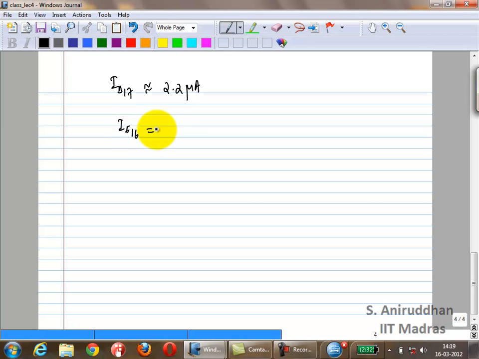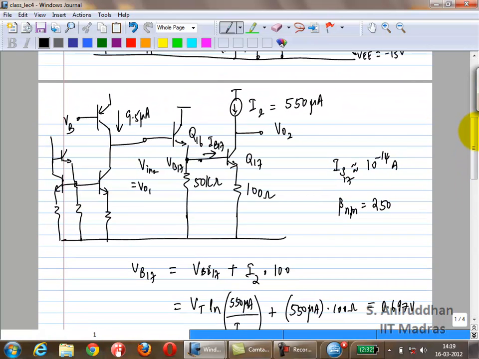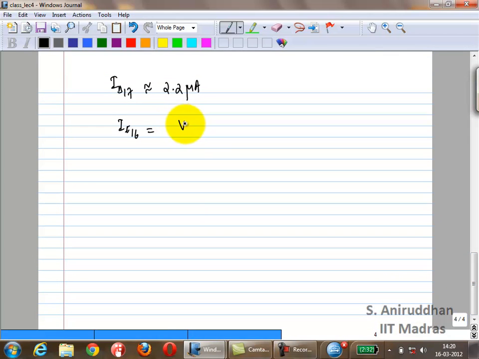What is IE16 now? I'm interested in this current. What is that? How did you find that out? It's VB17 over 50 kilo ohms plus IB17. Okay, what is that? 16.2 microamps.